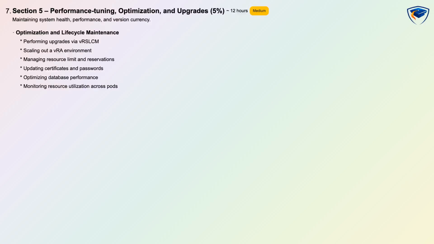Section 5, Performance Tuning, Optimization, and Upgrades, is 5%, rated medium, and suggests 12 hours of hands-on and conceptual study. This area teaches maintaining system health, optimizing performance, and performing upgrades to keep environments current. You will learn to perform upgrades using vRealize Suite Lifecycle Manager, scale out a vRA environment, manage resource limits and reservations, update certificates and passwords, optimize database performance, and monitor resource utilization across pods. These practices help you preserve reliability and performance in production environments.